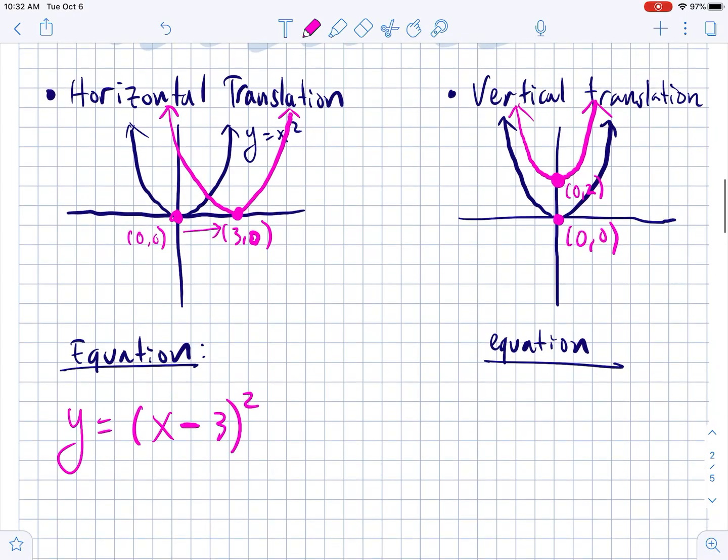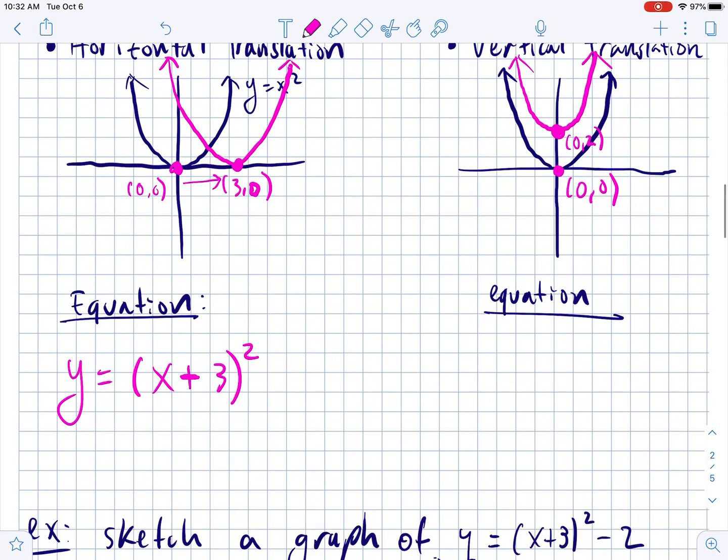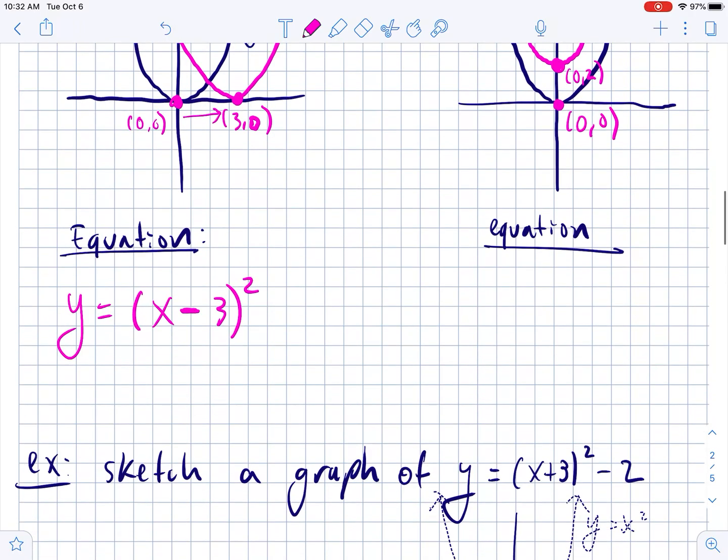The -3 would kick it 3 to the right. If I put a +3 right here, that would actually move it to the left. So we are not going to do that. So let's make a note about this when you're inside the function. So inside is, I call it flippy floppy, where it goes backwards than the way you think it should. Negatives go positive, positives go negative.